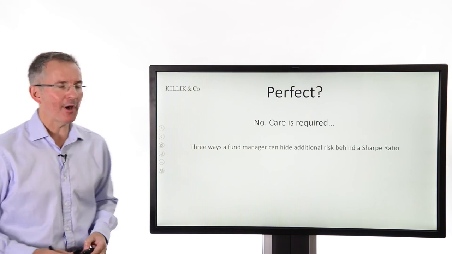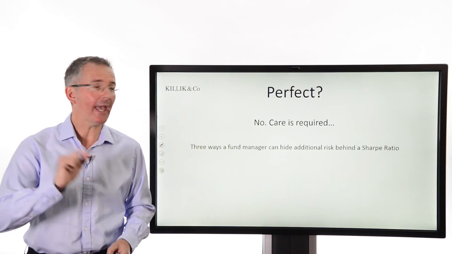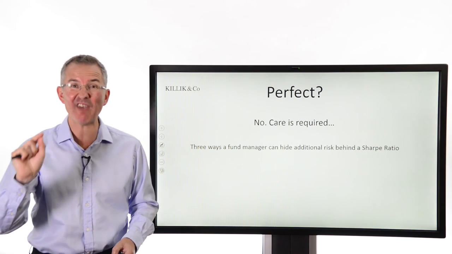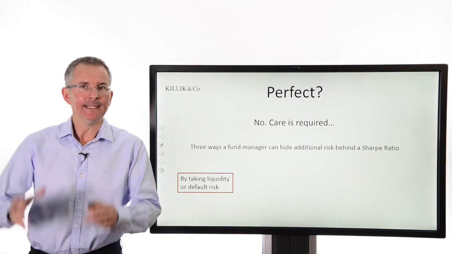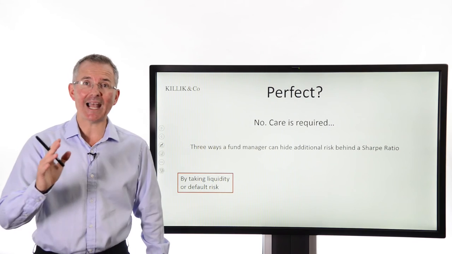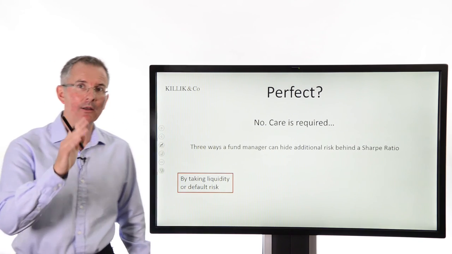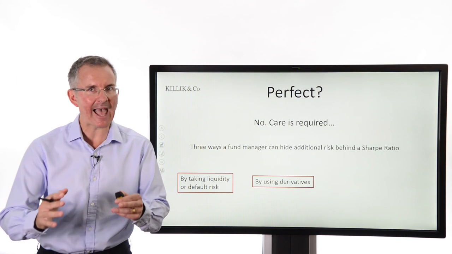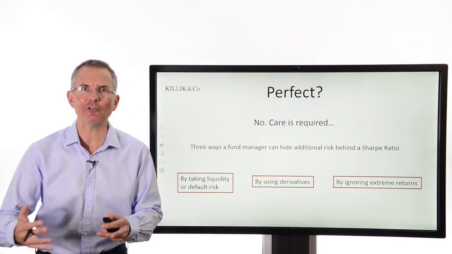Now, is it perfect? You just go, right, well, I'll do the thing that has the highest Sharpe ratio then. No, got to be careful. Fund managers know that people watch these ratios, so they can sort of fix them, basically. Ways to fool an investor include: the Sharpe ratio focuses on price risk predominantly, so if a fund manager actually takes on liquidity or default risk, it may not show up in the number. Be careful there. If a fund manager tries to boost returns using derivatives, that often won't show up in a Sharpe ratio either. Behind the scenes cleverness, if you like.